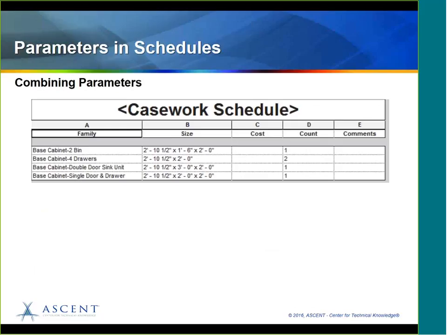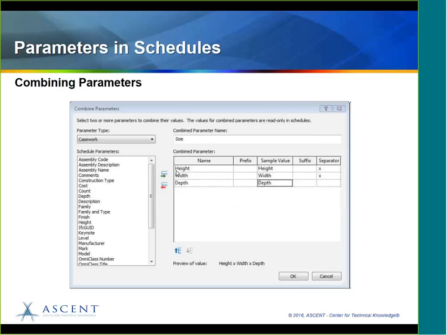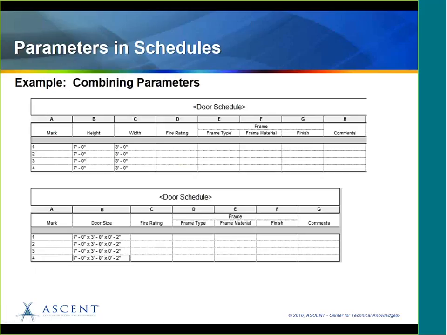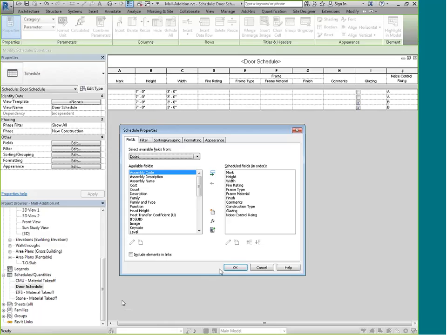Now, before I leave the schedule dialog box, I want to talk about combining parameters. This is new in 2016, and it allows you to take parameters and group them together in one thing. So instead of having separate height and width, I have existing height and width. I can make it one door size parameter. Let's look at how that looks in this particular schedule as well.